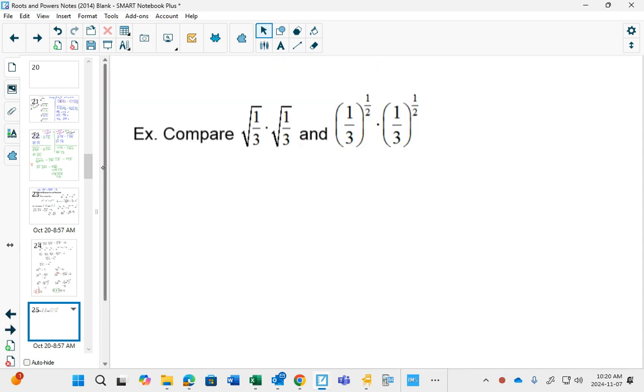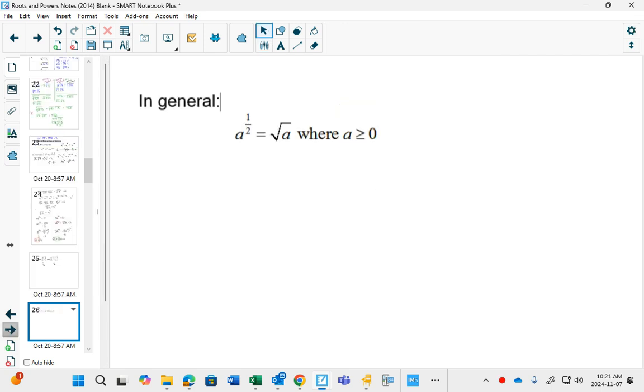But we have that. These are the same. They are both 1/3 and 1/3. And in general, a square root is a half. And in general, you know that you can only square root positive numbers. Square roots of negative numbers are impossible.